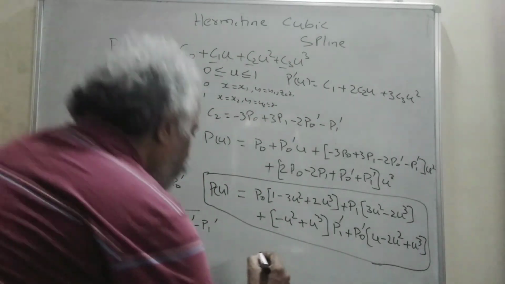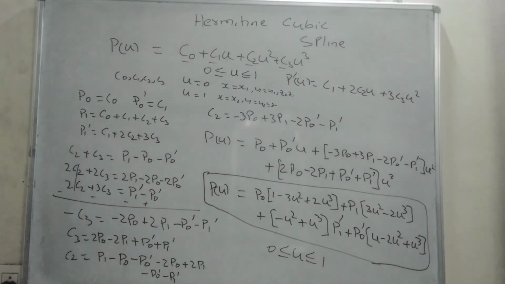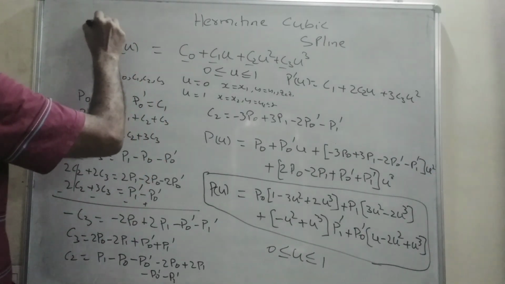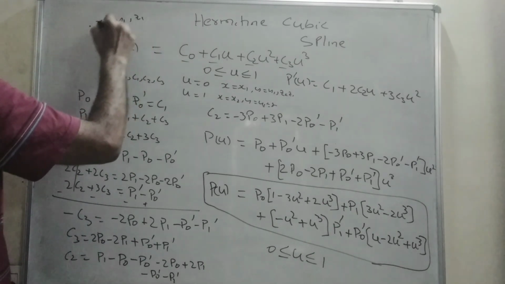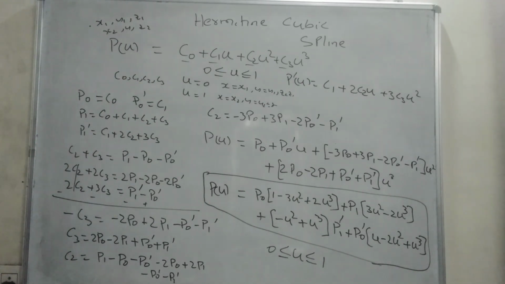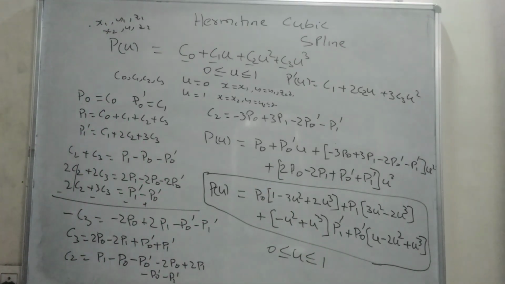And U is varying from 0 less than or equal to U less than or equal to 1. So between this 0 and 1, you have to give x1, y1, z1, x2, y2, z2, and the tangent values, that is, there are two tangents. So the tangent at the beginning is 45 degrees or 35 degrees. So you have to give the x component of the tangent, y component of the tangent. So vary the value and use this parametric equation to draw a beautiful Hermite cubic spline. So this is what I would like to discuss. Thank you for watching the video.